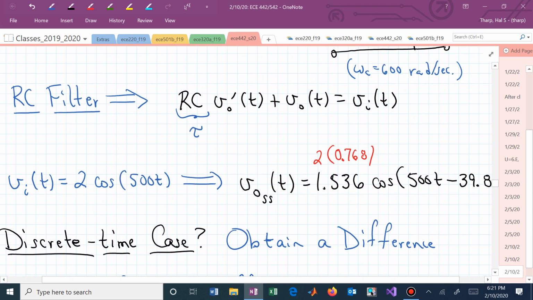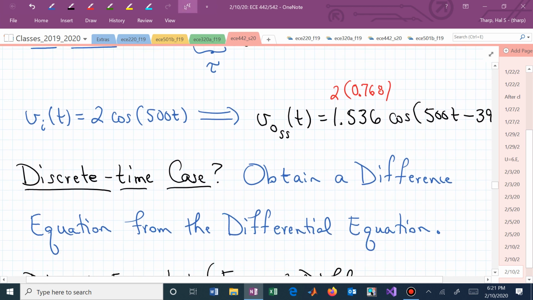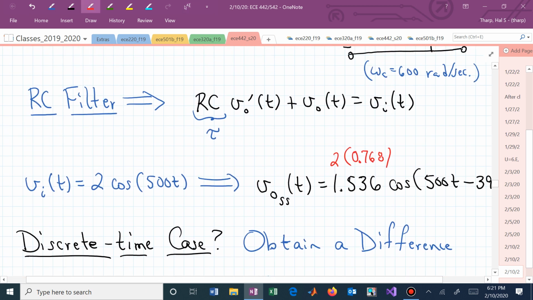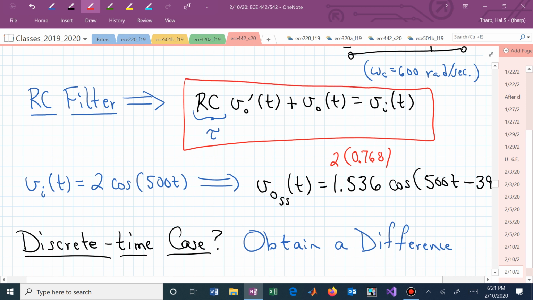What happens in the discrete time case? We want to now obtain a difference equation from the differential equation. Here's the differential equation that we want to discretize. We want to now chop that up, sample it, and figure out, can we get a linear difference equation that will describe a first order low pass filter with a cutoff frequency of about 100 hertz? Once you have a difference equation, that will be pretty easy to just crunch numbers.